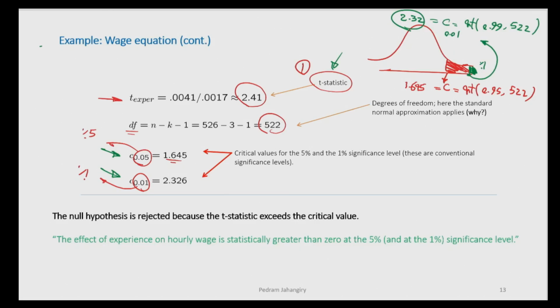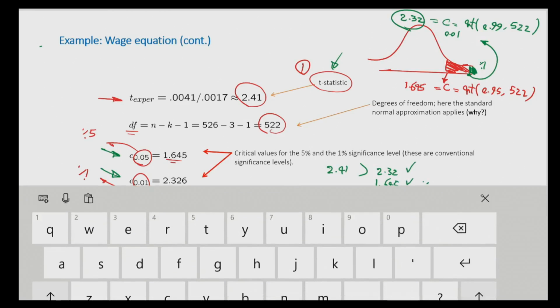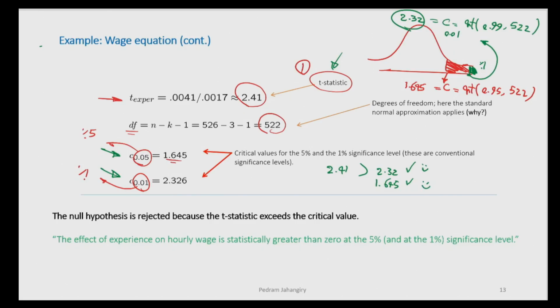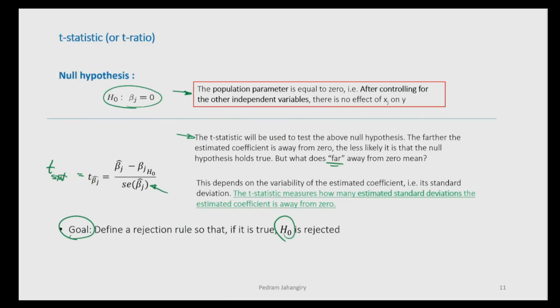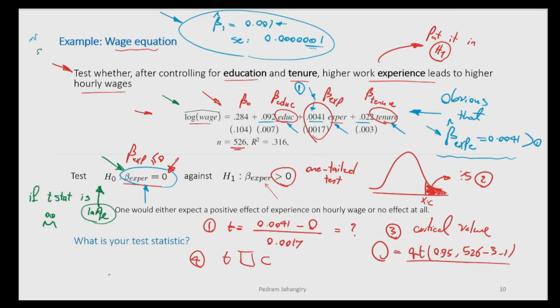So we have our t-stat, and we have a couple of critical values. Then we compare the t-stat with the critical values. Look at that. The t-stat is 2.4, and it's greater than the 1% significance level critical value, which is 2.32, and greater than 1.645. So in either case, we reject the null. What was the null? The null was that experience is irrelevant. So we are happy, we reject that. If I reject the null, I get the alternative. What was the alternative? Experience had a positive effect on wage.